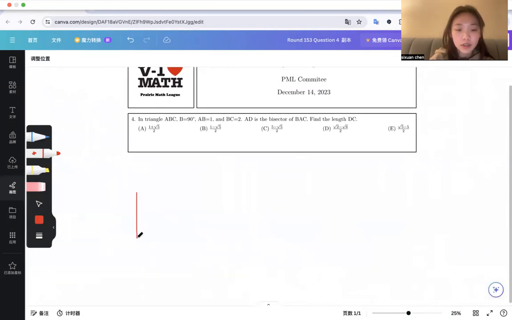So, here is a right angle triangle named A, B, and C. And angle B is 90 degrees. And AB is 1, and the length of BC is 2.